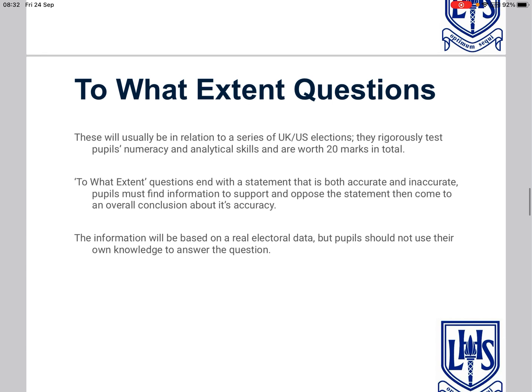They follow this with a to what extent question, which is worth 20 marks, a quarter of the overall grade. This gives pupils around 6 different sources, depending on the question, and asks them to evaluate a statement which can be up to 5 sentences long. Pupils must say how accurate that statement is, pointing out both evidence that supports the statement and evidence that opposes the statement before giving an overall extent to which the statement is accurate.